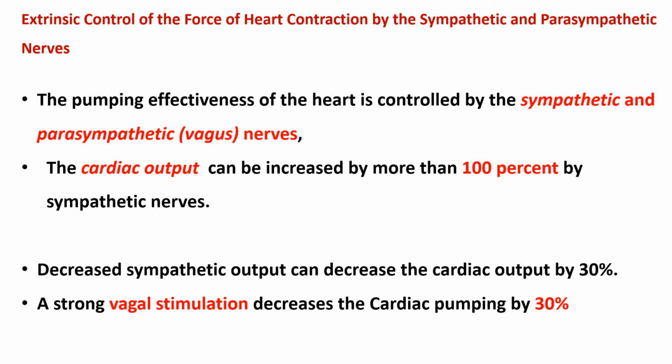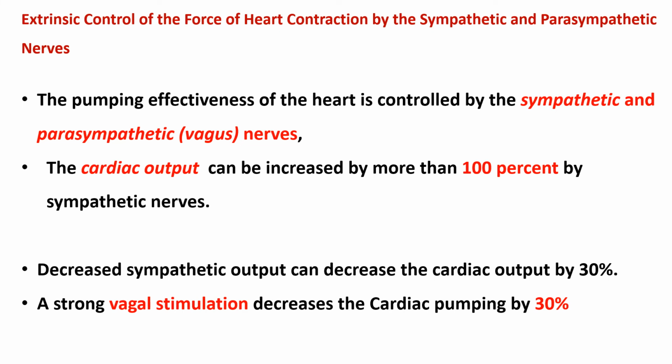If by any chance the sympathetic output is decreased than the normal one, the cardiac output will decrease by 30%. Similarly, if you stimulate the heart with vagus nerve, the cardiac output can be decreased by 30%. This means that the sympathetic nerves increase the cardiac output, and the parasympathetic nerves decrease the cardiac output, and the sympathetic system has got a normal tone, a higher tone, and a lower tone. So if rather than a normal tone, you are having a lower tone of the sympathetic nerves, the cardiac output can decrease by 30%.